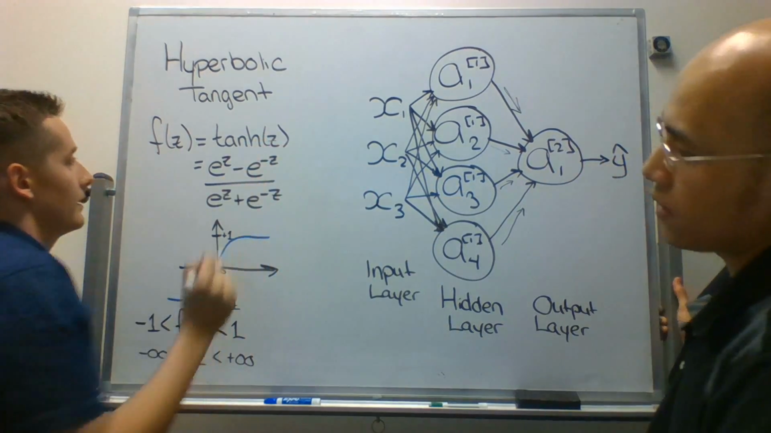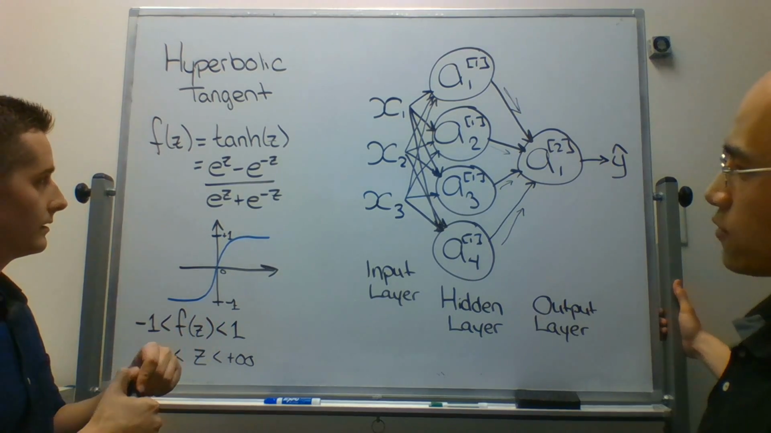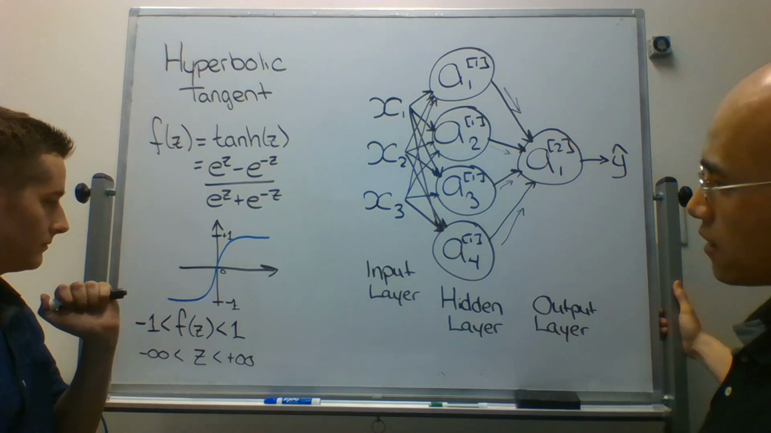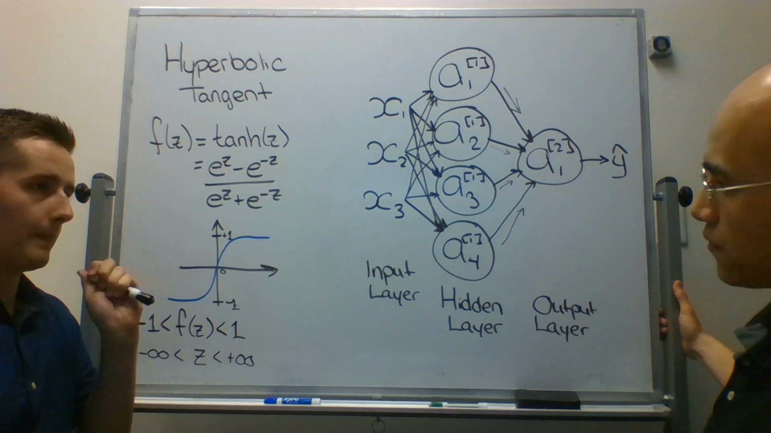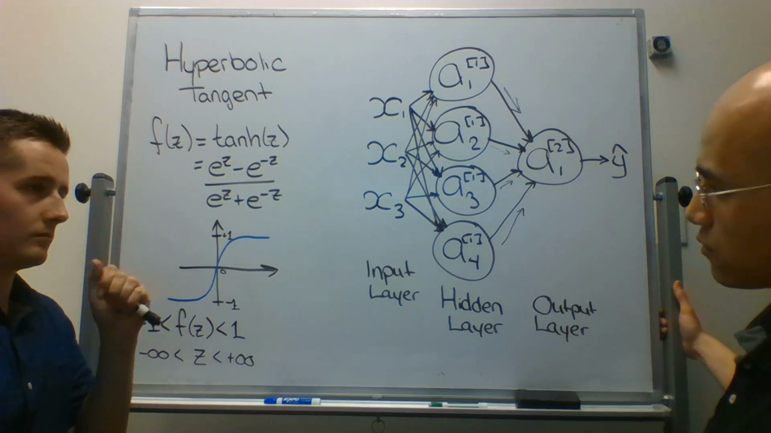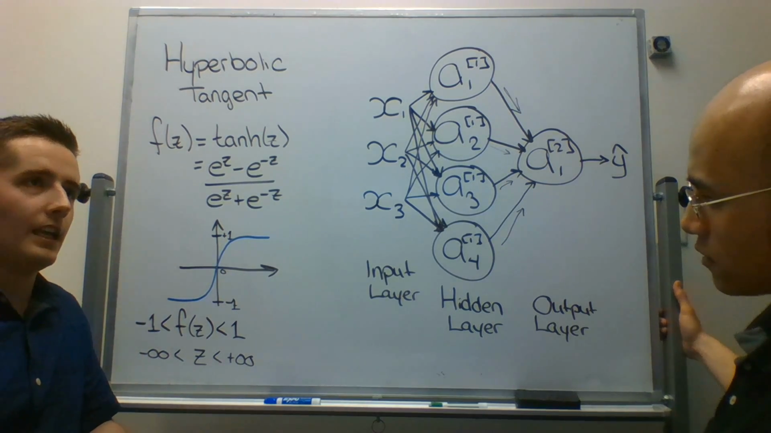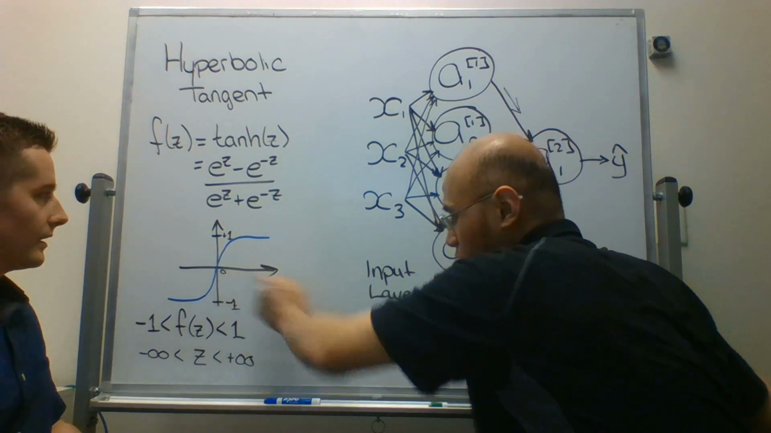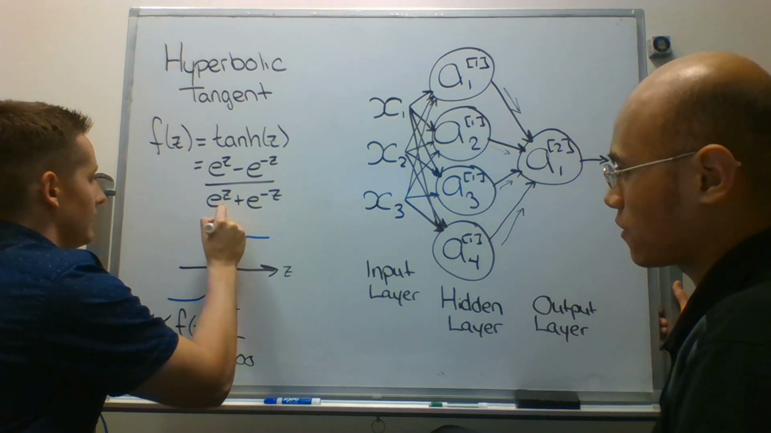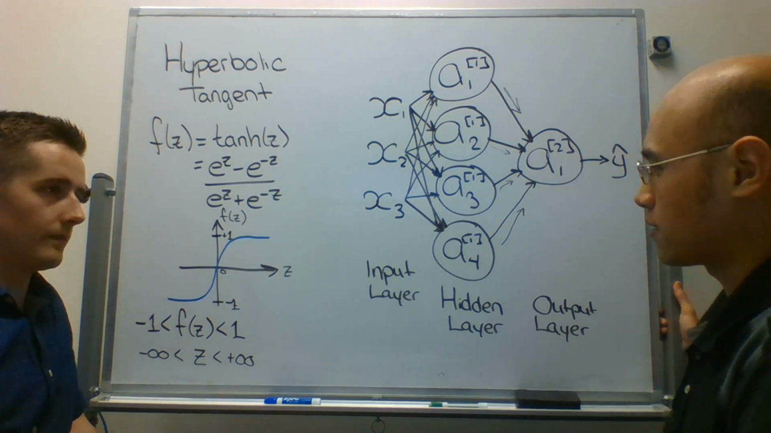So the hyperbolic tangent function looks very similar to the logistic function, except that the lower bound is at -1 rather than 0. And it crosses the y-axis at 0. Let me actually put that at z equals 0, f of z equals 0. Yeah, it crosses the y-axis at f of z equal to 0.